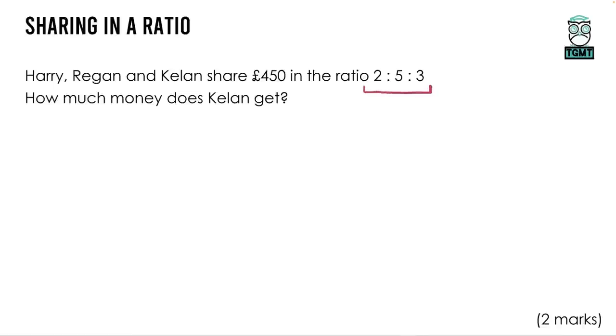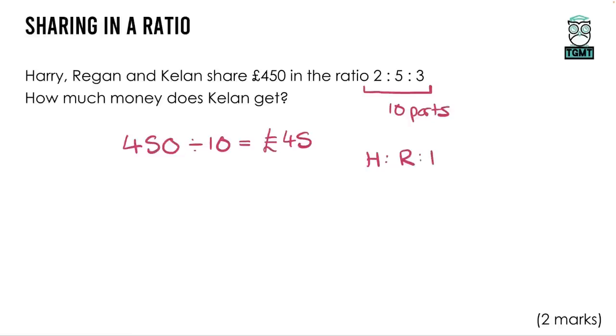If we add them together, 2 plus 5 is 7, plus 3 is 10. There are 10 parts in total. So to share this in a ratio, the first thing we want to do is to share it into 10 parts. 450 divided by 10 gives us £45. Now that is the value of one part. Now if we label Harry, Regan and Keelan and their numbers, which are 2, 5 and 3. Now all of these need to be multiplied by 45.